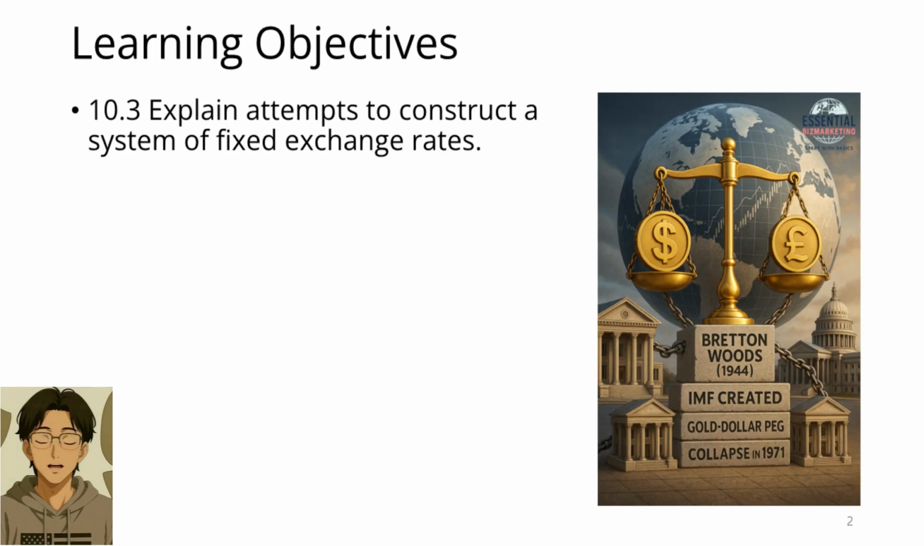This section focuses on how nations have attempted to establish fixed exchange rate systems. You'll learn about historical efforts like the gold standard and post-war monetary agreements. These efforts aim to stabilize currencies and promote trade consistency.